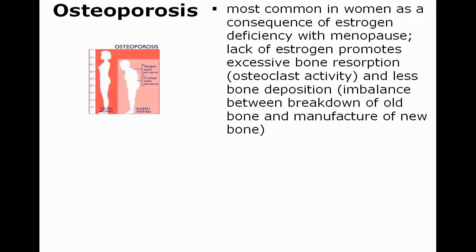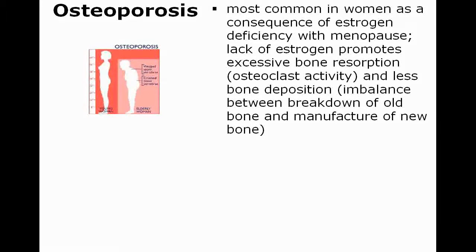Okay, we're going to talk about osteoporosis, which is most common in women as a consequence of estrogen deficiency with menopause. A lack of estrogen promotes excessive bone resorption. We have these bone cells that are called osteoclasts that actually break down the bone and release calcium from the bone. When a person has a low level of estrogen, their osteoclasts will increase in activity and break down more of the bone and release more of the calcium, which causes less bone deposits, which causes thinning of the bones.